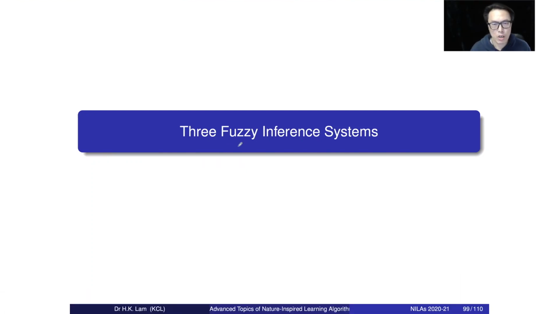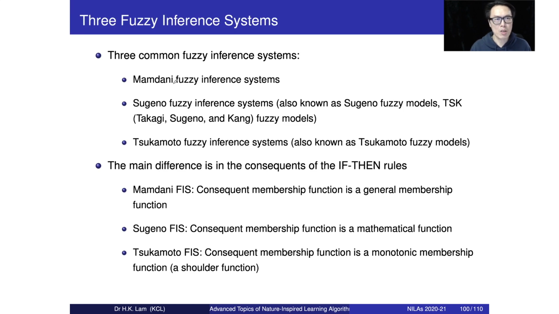And now I'm going to talk about the fuzzy inference system. In total, we have 3 fuzzy inference systems, and that is this section. I'm going to put everything together to form this fuzzy inference system. So the first one, of the 3 common fuzzy inference systems, is the Mamdani fuzzy inference system. That is the one I mentioned before.